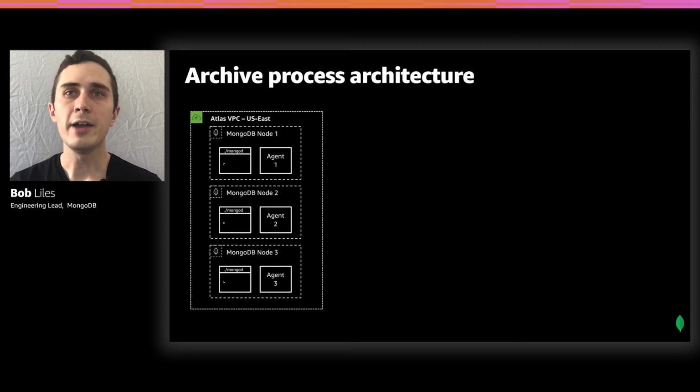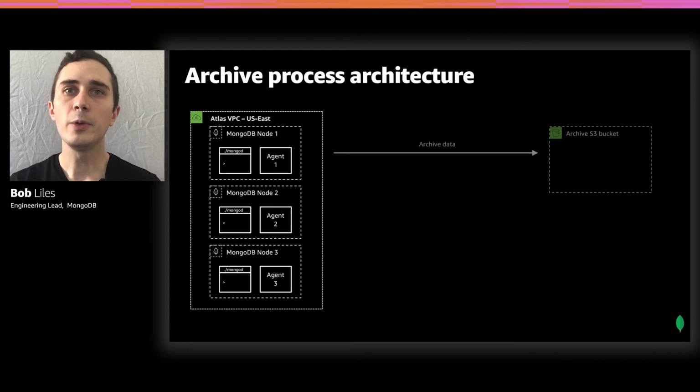In the upper right, I've represented the archive S3 bucket, which is an Amazon S3 bucket managed internally by Atlas that will contain my archive data. The two squares on the bottom represent the Atlas application control plane, which manages archive metadata, and the Atlas UI, which you saw me use in the demo.